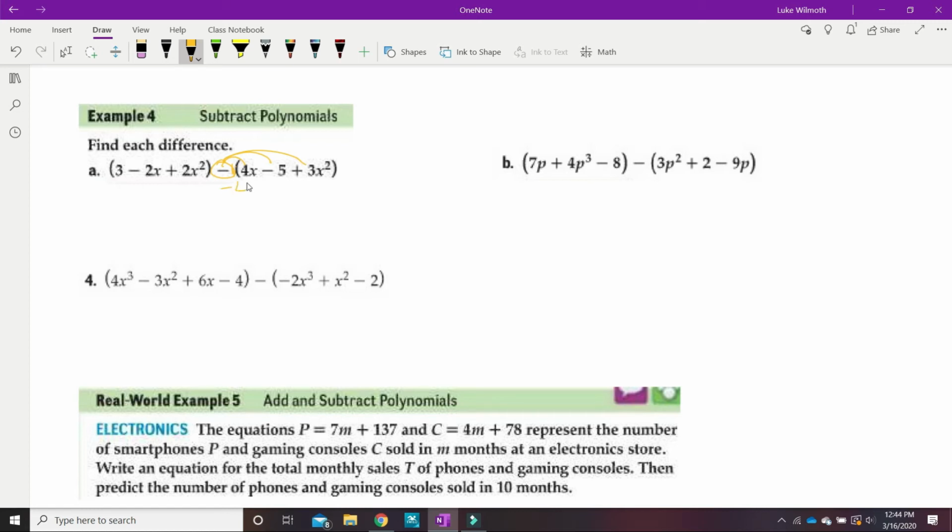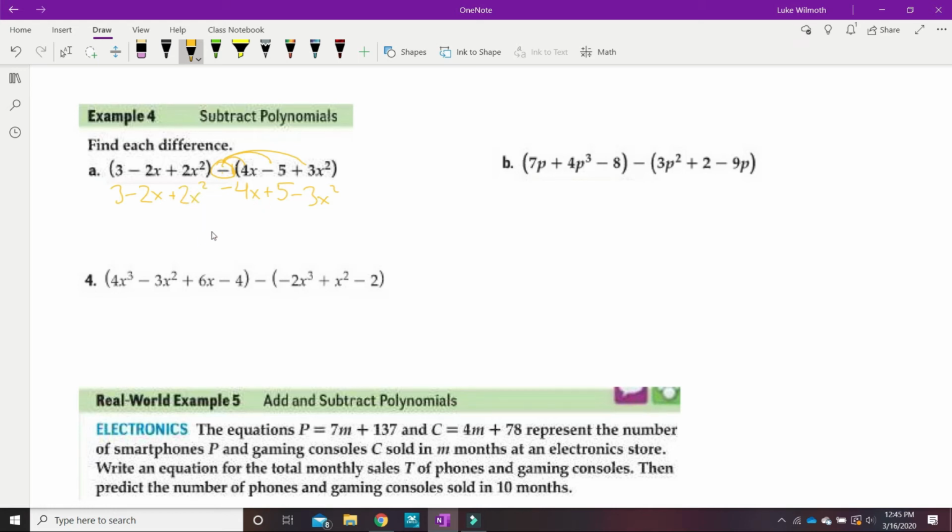So this will be negative 4x, and negative times negative is a positive, so I got positive 5, and then a negative times a positive is negative 3x squared. So I distributed the negative, which changed all of the signs of everything inside the parentheses. The first polynomial does not have a negative outside it, so we're just going to write every single term the way it was.